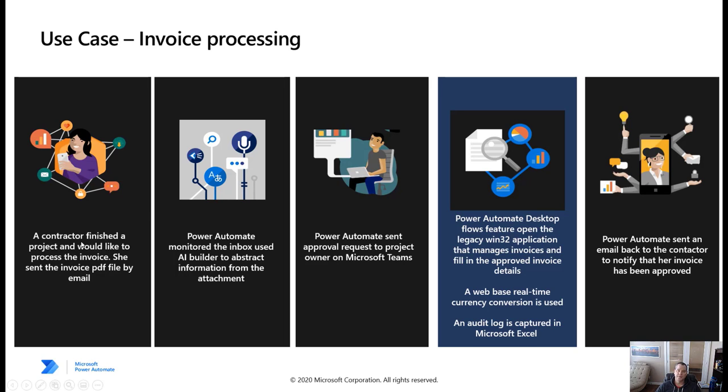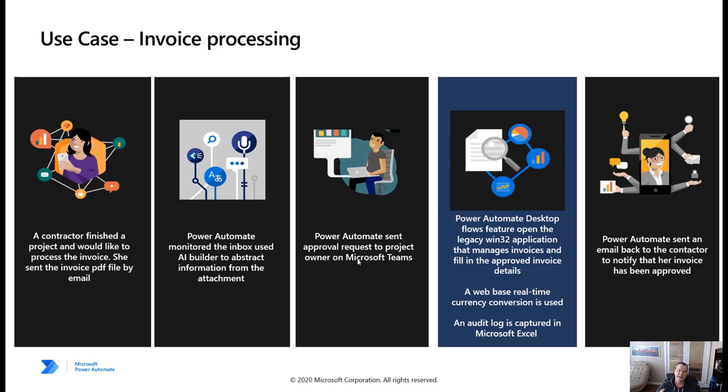Our contractor will continue to email their invoice into an inbox. From there, we will have a cloud flow that's monitoring that inbox, retrieving that attachment, and passing it to AI Builder, where we'll be able to get just the values we're interested in. We'll send them off to Microsoft Teams, where our project manager will approve the expense. This is also known as human in the loop, right?